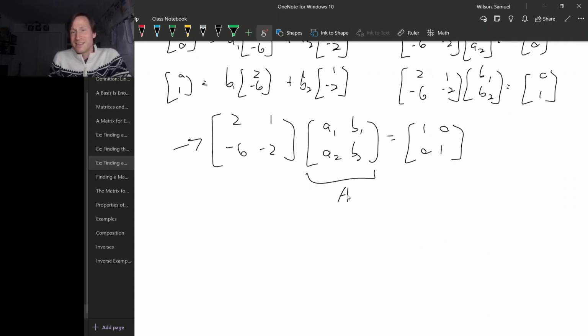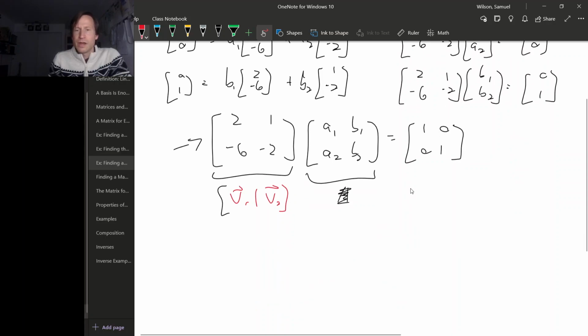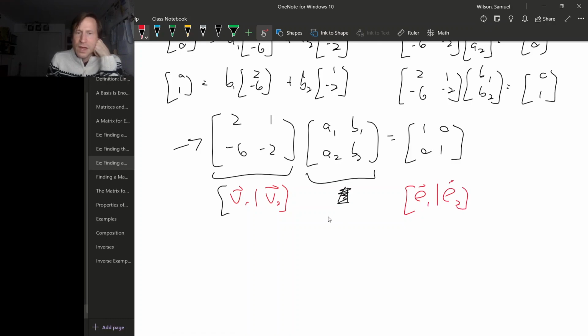In other words, to find the inverse here. This matrix doesn't have a name right now. This is the matrix that we formed by taking (2, -6) and (1, -2). Maybe we should name this V1 and this V2. This is V1 and V2 together, right? And over here we have the standard basis vectors E1 and E2. What we're finding is an inverse for this matrix with the V's in it. So this is not the inverse for the matrix A. In fact, we don't even know if A will have an inverse, but we're looking for the inverse of this matrix with the V's in it. And that's something that we can find.